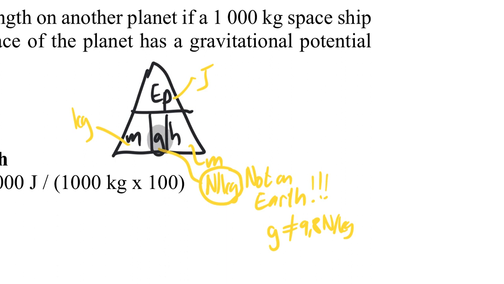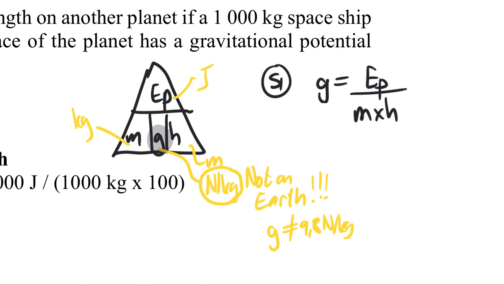So we're going to write out step number 1. Step number 1 is the formula step. g is going to be the potential energy over mass times height. That's step number 1.